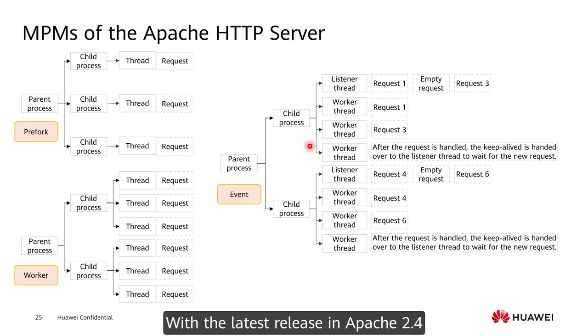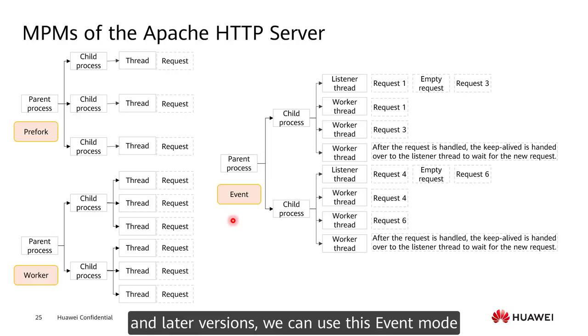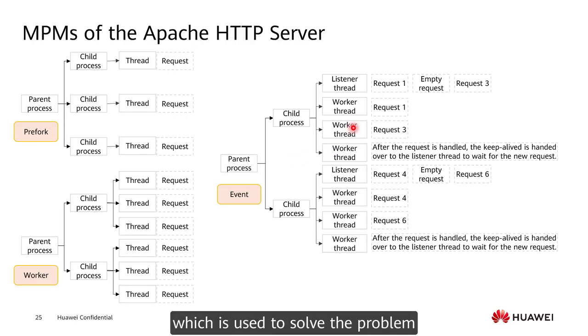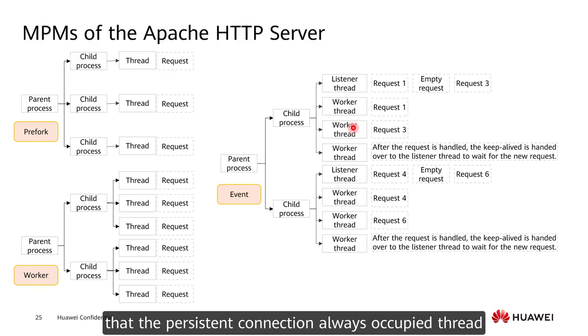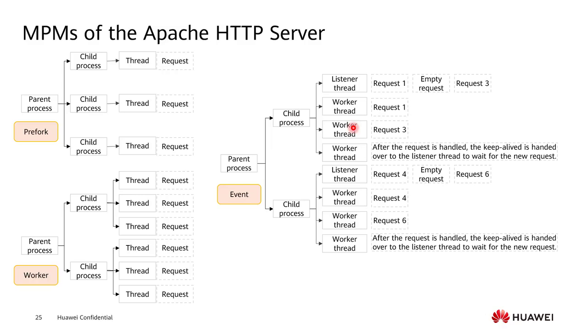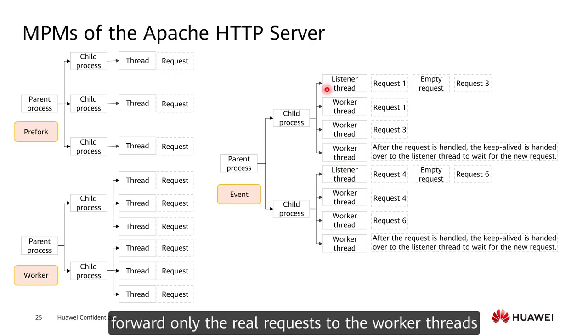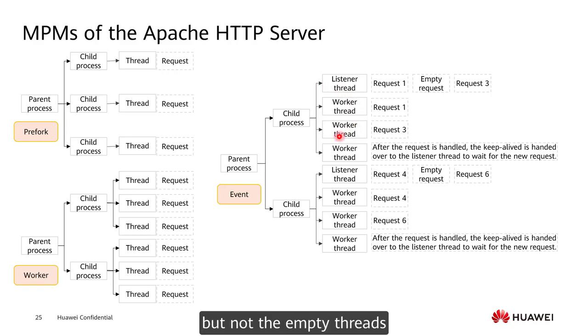And then the third mode is event mode. In Apache 2.4 and later versions, you can use this event mode. Each child process has a listener thread, which is used to solve the problem that persistent connections always occupy threads in worker mode. The listener threads accept requests and forward them to the worker threads, and then the worker threads handle the requests. The listener threads forward only real requests to the worker threads, not empty ones.